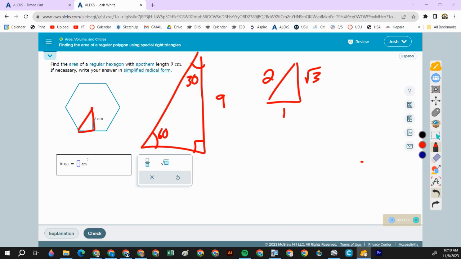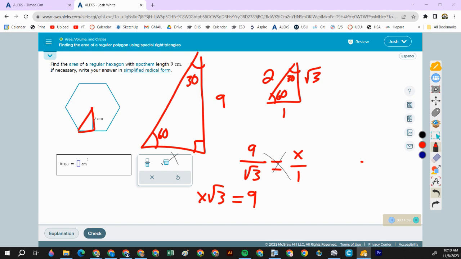And this is 30, 60, 90. Okay. So if I set up a ratio, 9 divided by root 3 is equal to x divided by 1. These are similar triangles. 9 divided by root 3 equals x divided by 1. Cross multiply. X root 3 equals 9.